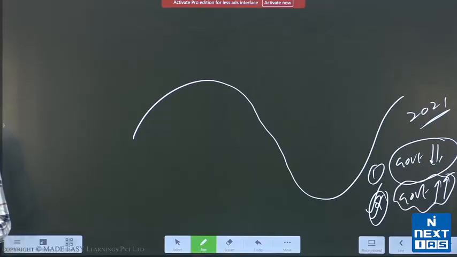When they reduced it recently. Arey beta, that is simply a GST adjustment. Okay? I'll discuss that. That is GST, no?